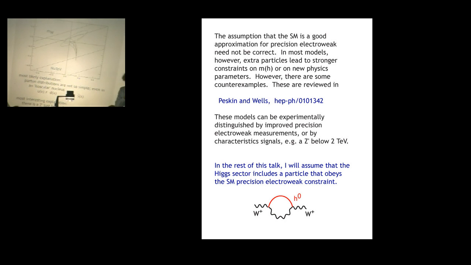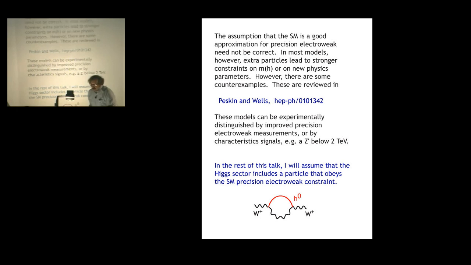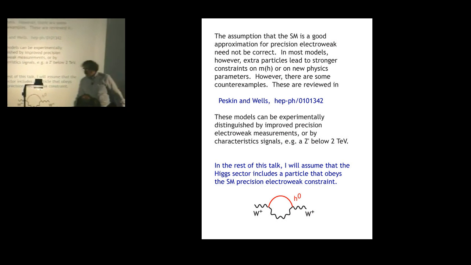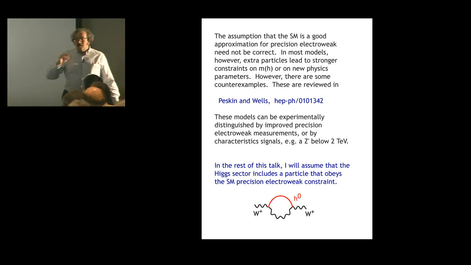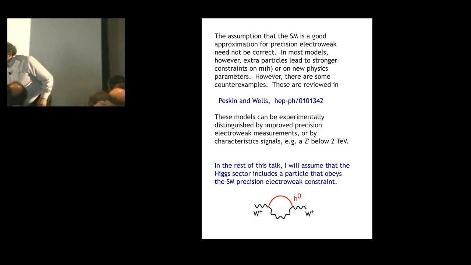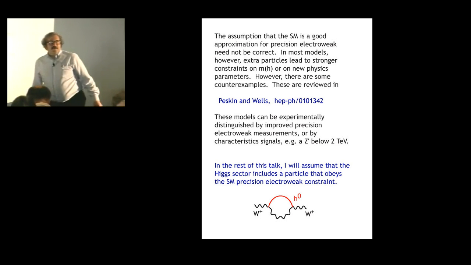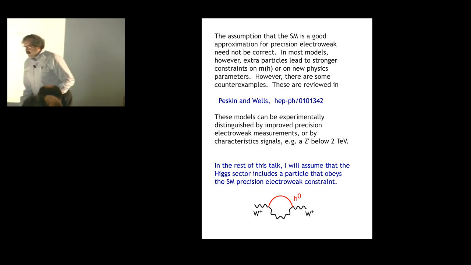favors a light Higgs. Now, it certainly is true that the assumption that the standard model can be used to bound the Higgs is not true in every model. And actually, in most models, you get a stronger constraint on new physics than in the standard model. But there are some specific counterexamples. I guess most of you in this room have heard this story. Jim Wells and I actually wrote this up in some detail, and we've lectured on it several times in the past year. Those of you who haven't heard the story should read our paper.